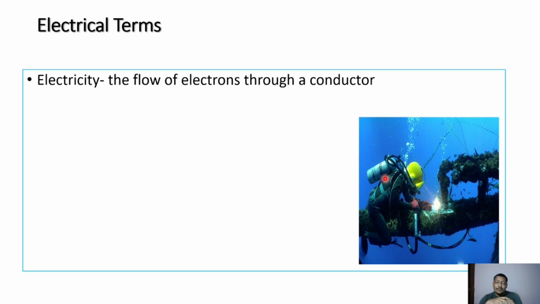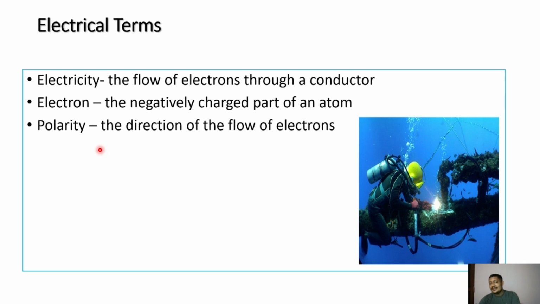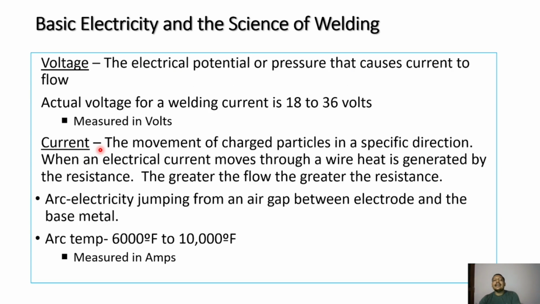As you know, in the case of welding, electricity is required. Electricity is the flow of electrons through a conductor. Electron is the negatively charged part of an atom. I am not going to define anything further on these things. Polarity is the direction of the flow of electrons. Why is this important in the case of welding? Normally in welding, three parameters are important. One is voltage, next is current, and the third is polarity.